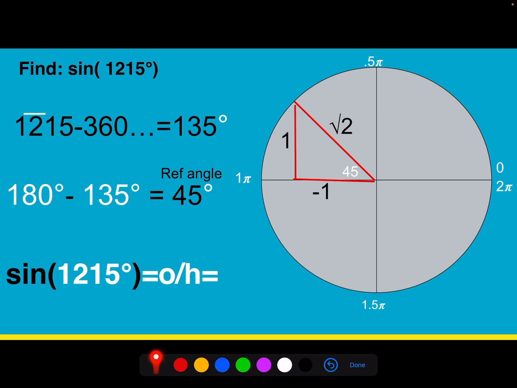So now what I'm going to do is I want to find the sine of that. Since I want the sine of that, it's opposite over hypotenuse. So I want the opposite, which is 1, and the hypotenuse, which is the square root of 2. And so I'm going to get 1 over square root of 2. Now, here's going to be the problem. I can't have 1 over square root of 2 as an answer.